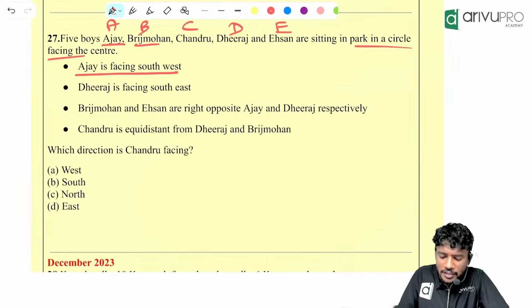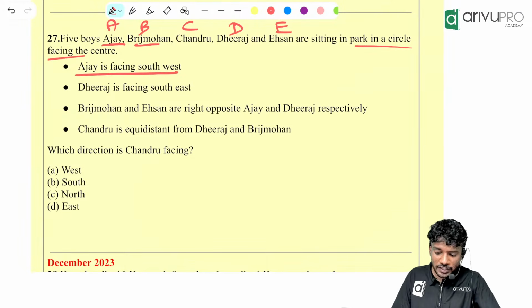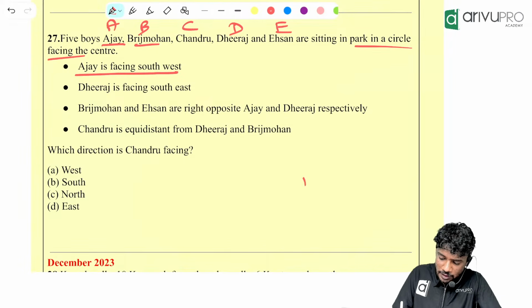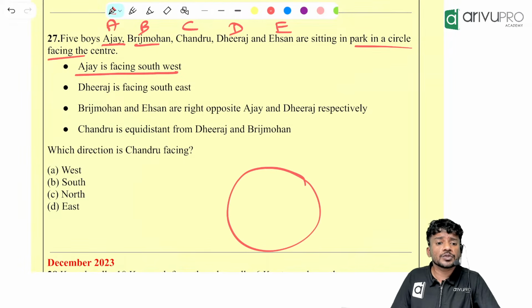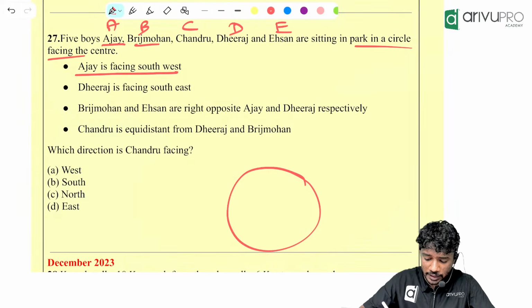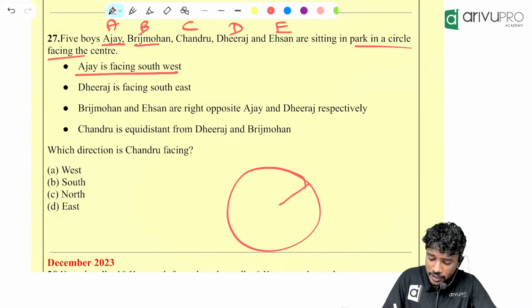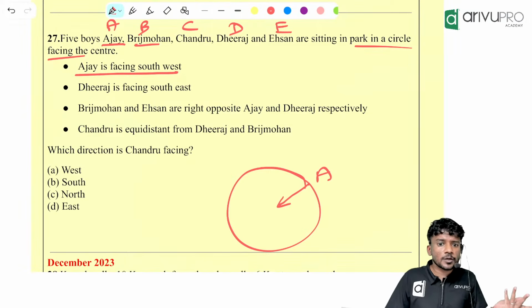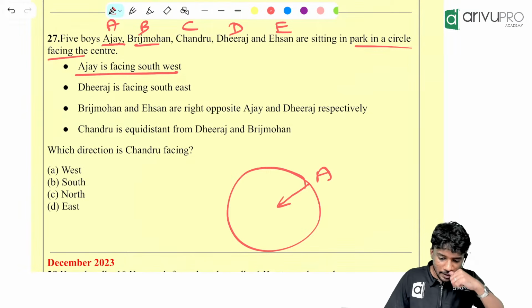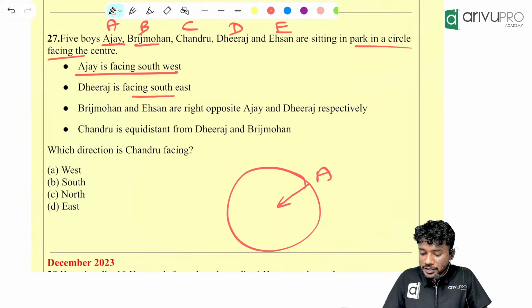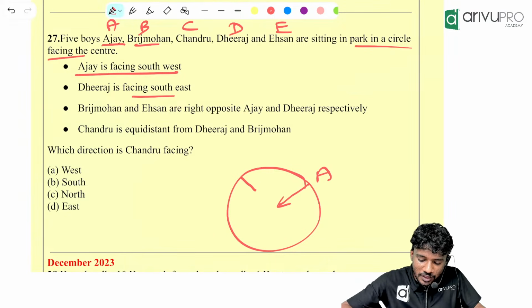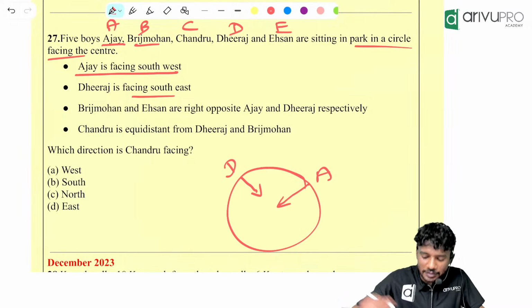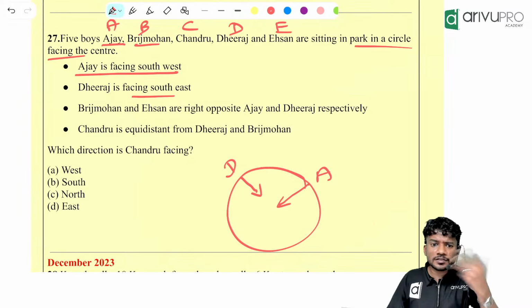Ajay is facing southwest. Ajay is facing southwest means if I draw a circle, people, southwest is which direction? Can I say southwest is this direction? So Ajay is here. Southwest is this way, it is always southwest. Ajay is there. Then Dheeraj is facing southeast. Southeast means Dheeraj is facing which direction? This direction. Dheeraj is there. Okay. Southeast, just the directions.